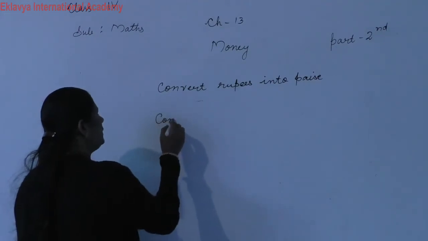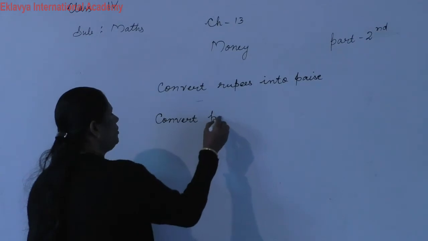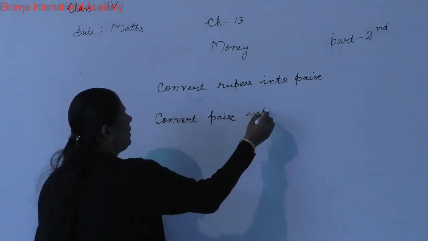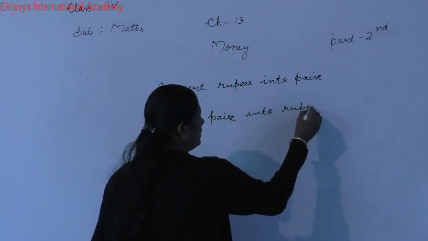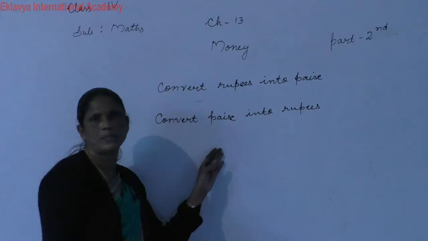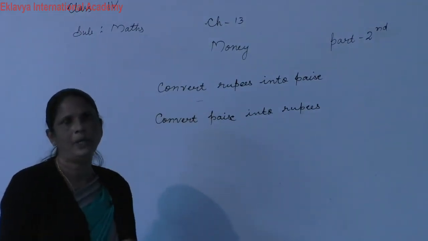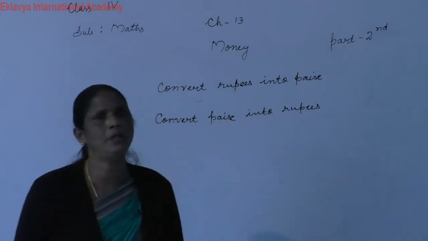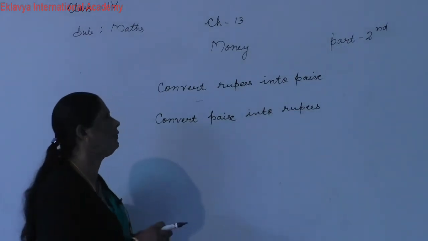Second, convert paise into rupees. To convert paise into rupees, we divide by 100. Then you know how to do addition, subtraction, multiplication and division of money.